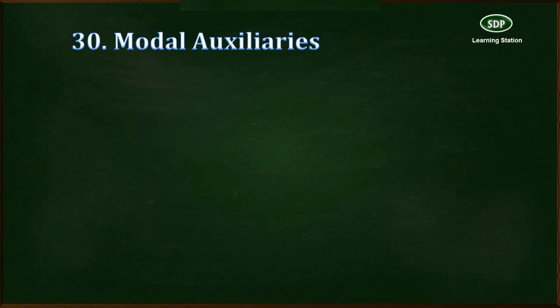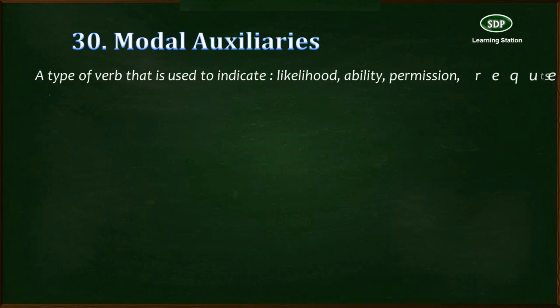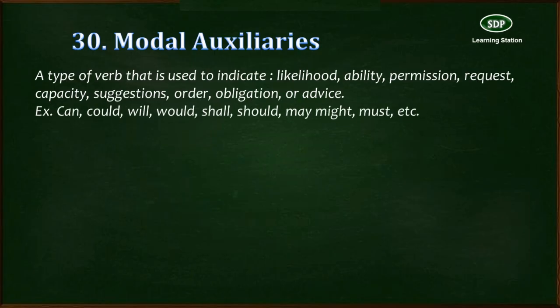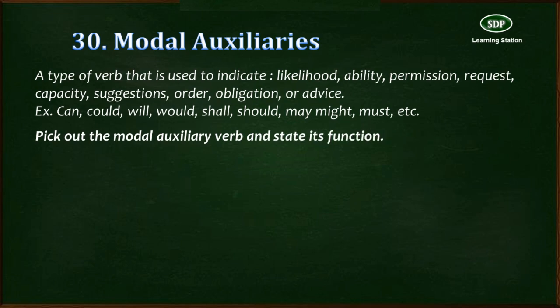Modal auxiliaries. A type of verb that is used to indicate likelihood, ability, permission, request, capacity, suggestions, order, obligation, or advice. For example, can, could, will, would, shall, should, may, might, must. Pick out the modal auxiliary verb and state its function.